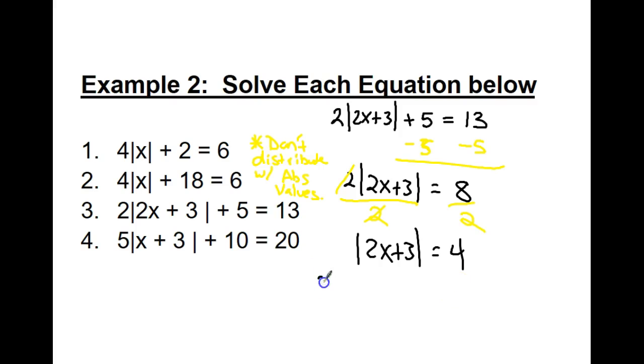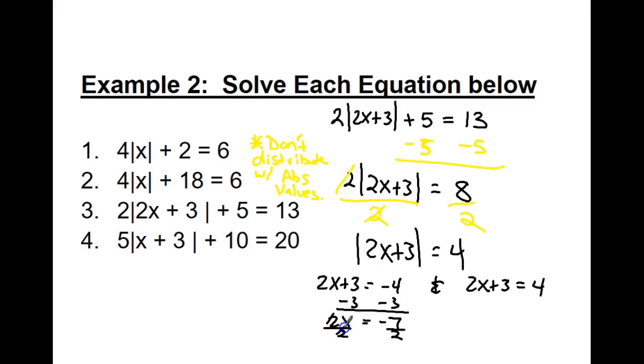There we go. So now we do 2x plus 3 equals negative 4, and 2x plus 3 equals positive 4. And we finish it up. Yep. So we have one answer is negative 7/2, and my other answer is 1/2.